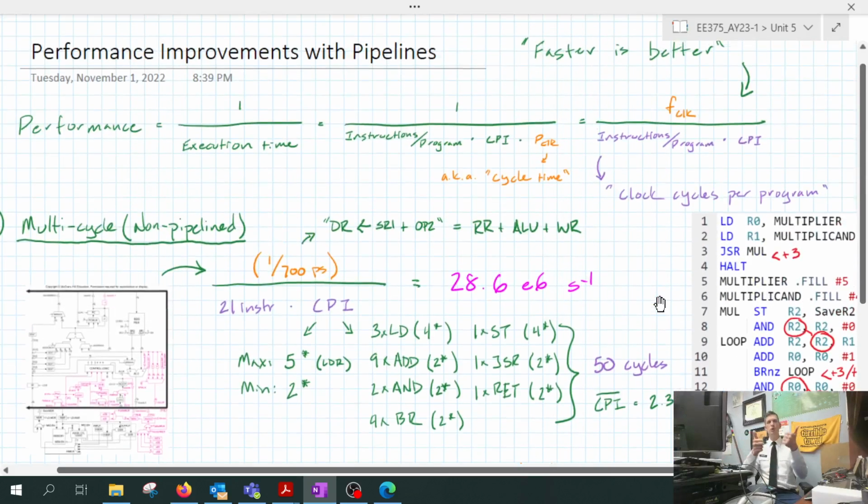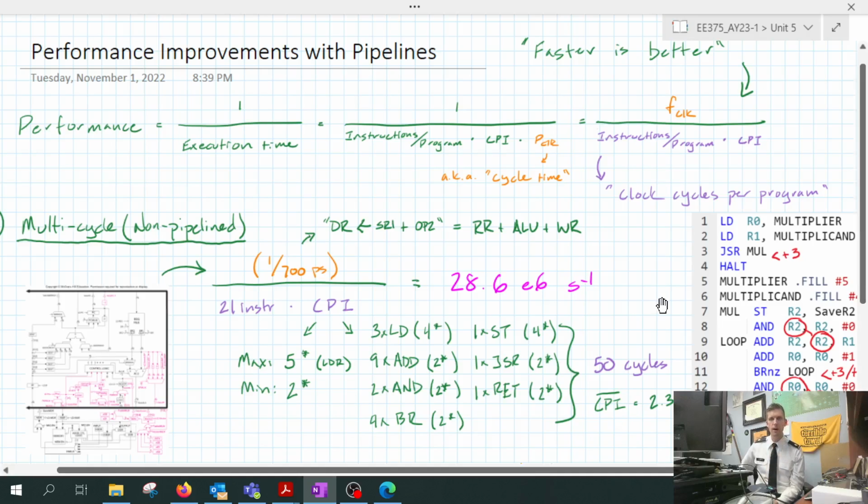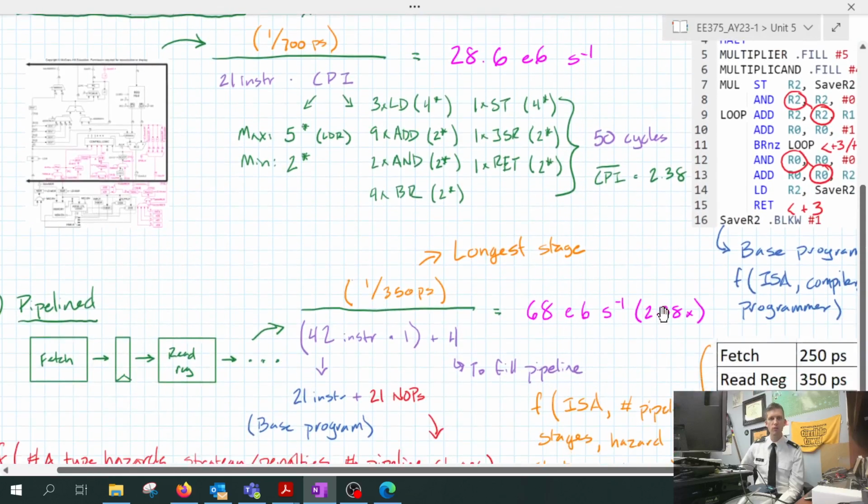So step number 1 was to review the performance equation, look at some numbers for our actual 2 processors and get a feel for what their actual performance is. The second thing I wanted to talk about is what factors are affecting these 2 performance values, and what are some ways we might be able to try to get better performance out of our LC3.